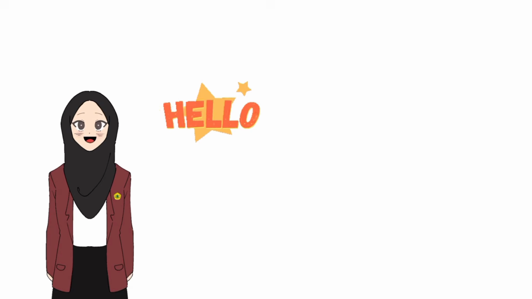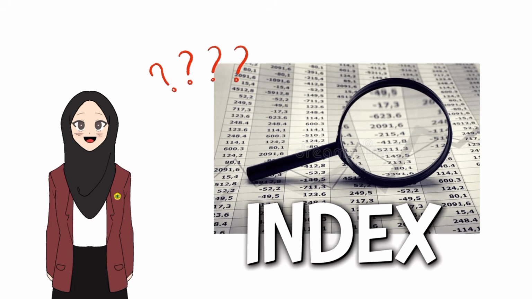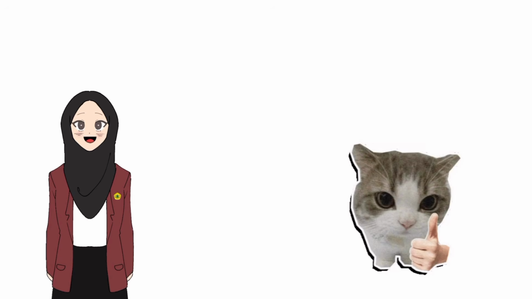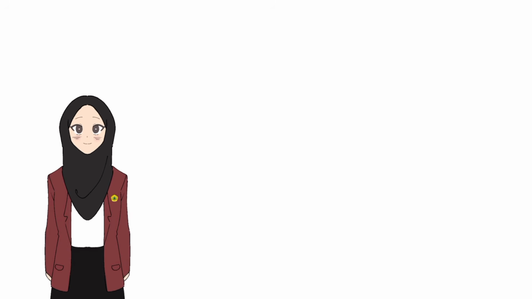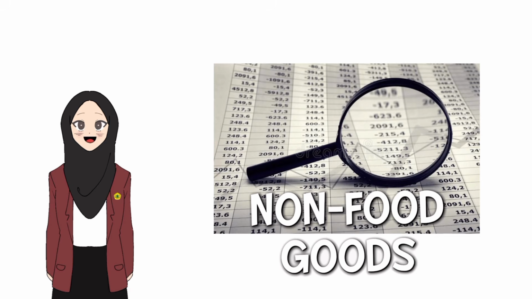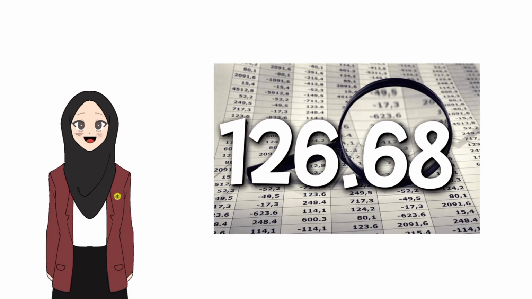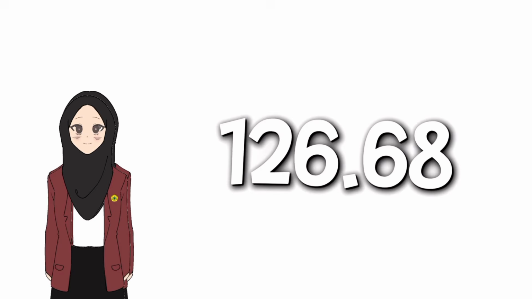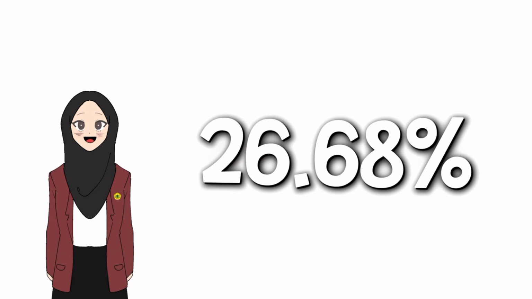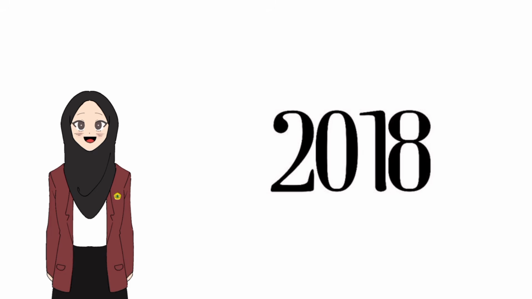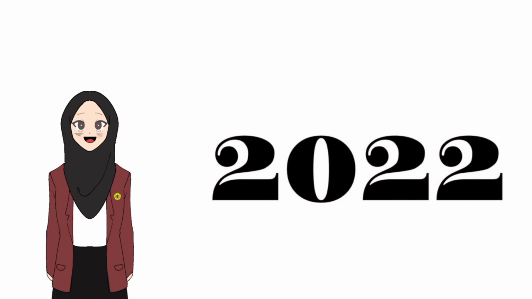Hello everyone, I'm Kai. Here I will explain the interpretation of the index. So, without further ado, let's go. First, the simple aggregate index. The result of the simple aggregate index from non-food commodities on the previous page is 126.28. This means that the aggregate group of prices had increased 26.28% in the 5-year period, from 2018 to 2022.